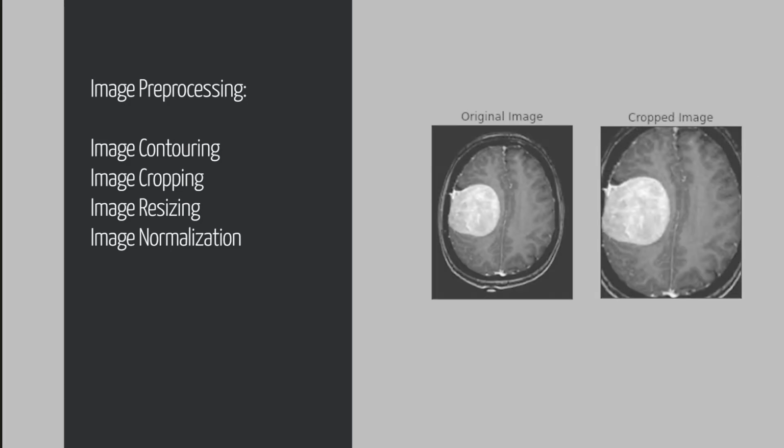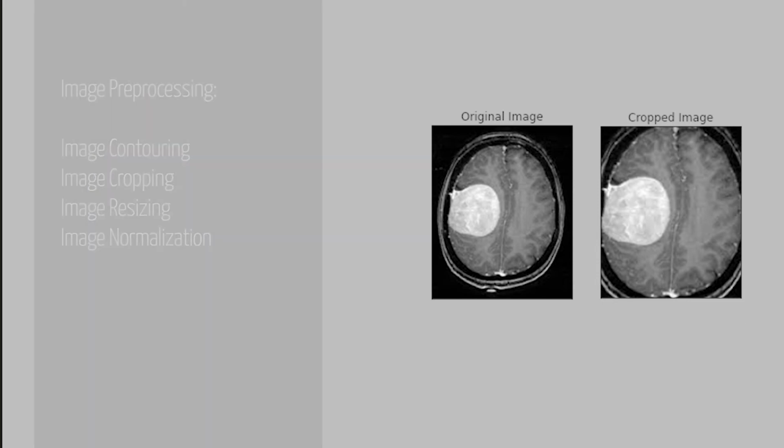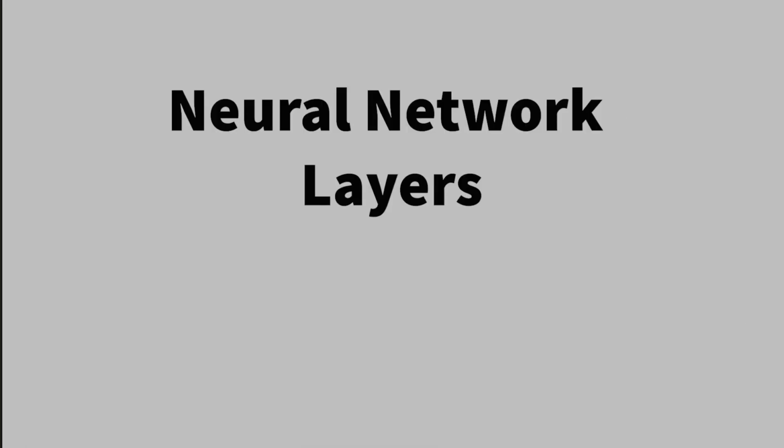Let's understand the pre-processing in detail. It includes 4 processes. The first step is image contouring. It is the process of identifying the structural outlines of the object. It helps in identifying the shape of the image. After that, it crops the image so that we don't have to deal with unnecessary data. All the images in the dataset are of different sizes, so we resize them, and in the last we normalize them. Let's dive into neural network layers.